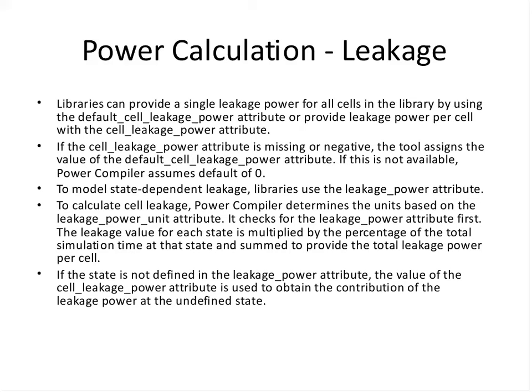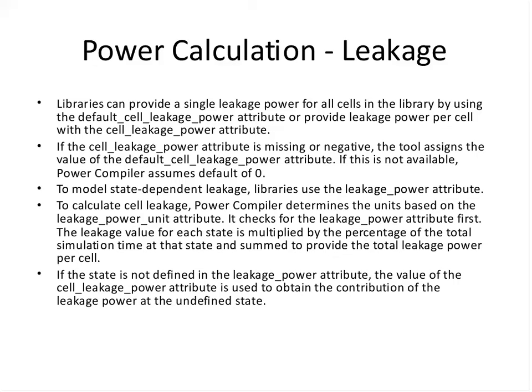A very rudimentary, first cut library may have a default cell leakage power attribute that applies to all the cells in the design. But if you want to be more specific, which is usually the case, a two input AND gate will probably have less leakage than a three input NAND gate, because multi input gates have more devices. So there is one default cell leakage power attribute in the library, and then there is a cell leakage power attribute, which is per cell.